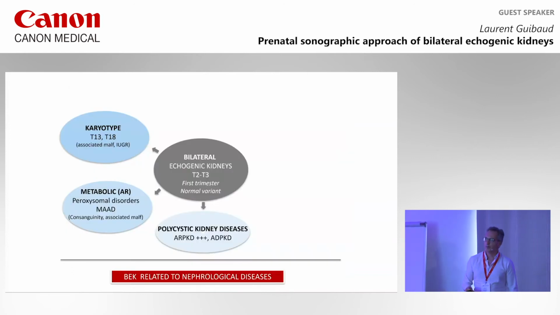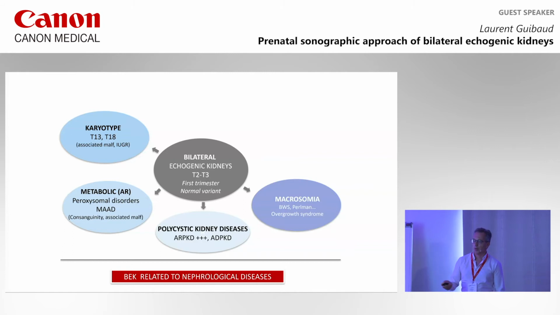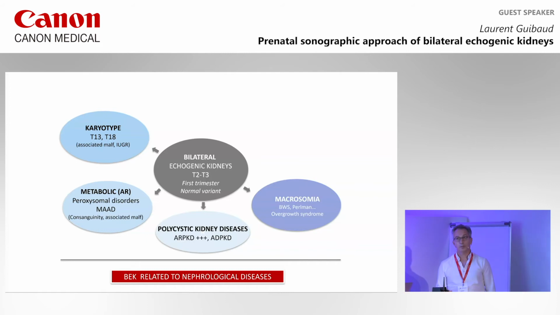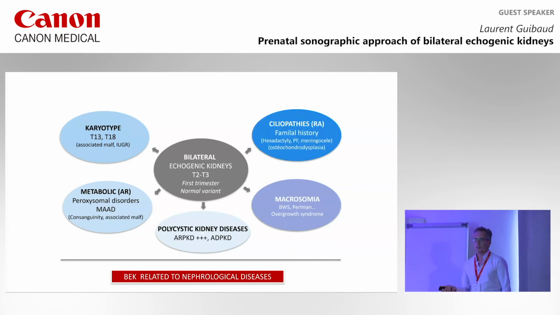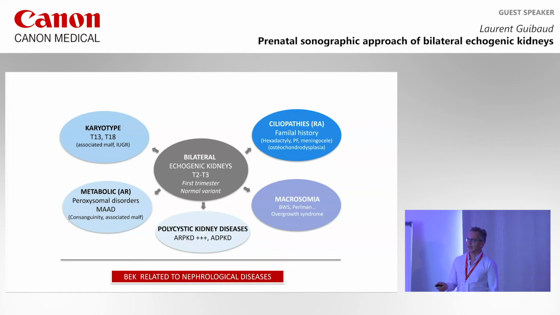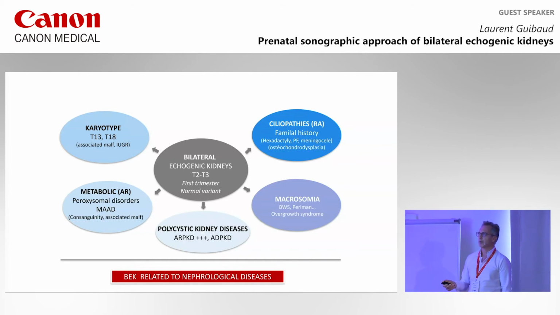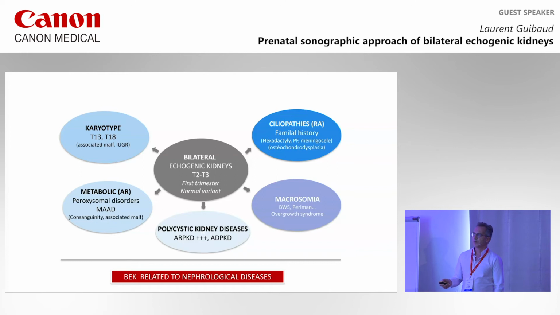So let's move to macrosomia. So Beckwith-Wiedemann, there is also Perlman, Golabi-Behmel syndrome. Let's move to other causes of echogenic kidneys, ciliopathies. In that case, because you are dealing with autosomal recessive disease, the family history is important. Is there any polydactyly, meningocele, or osteodysplasia in the family, posterior fossa anomalies?